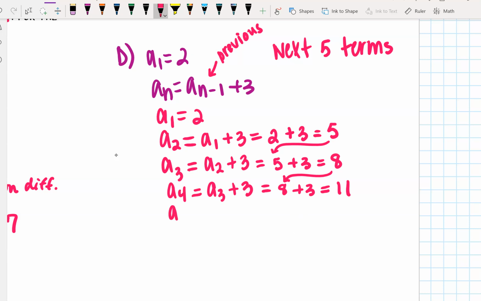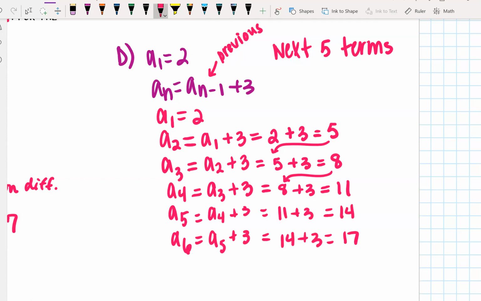Okay, so I want you to find a sub 5 and a sub 6 on your own. So go ahead and do that now. All right, so for a sub 5, you should get 14, and a sub 6, you should get 17.